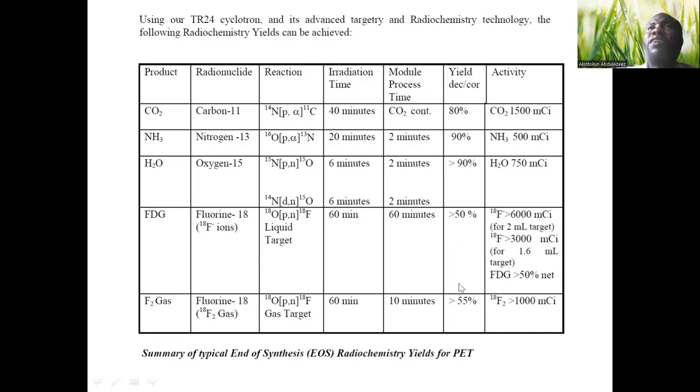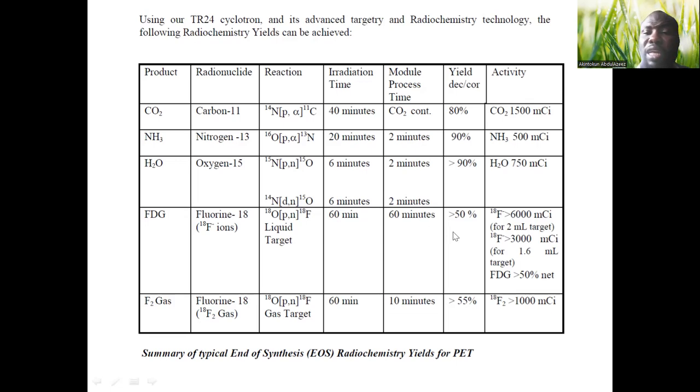60 minutes means that if you are labeling and processing for 60 minutes, most of the activity will have come down, because the half-life of fluorine 18 is 110 minutes. So by the time we start processing the chemistry module and everything, before we do the QC, the chemical purity, the nuclear purity, we check all these factors. I mean, the time has passed, and the activity has gone down.